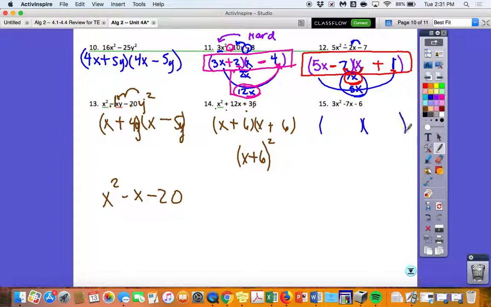All right, this one, trinomial again, can't take out anything common. So once again, we're doing the hard kind. What multiplies to 3? That would be 3x and x. Now for 6, we do have options. We could do 1 and 6. We can do 2 and 3. But we need to subtract to 7. So I got to get bigger than 7.